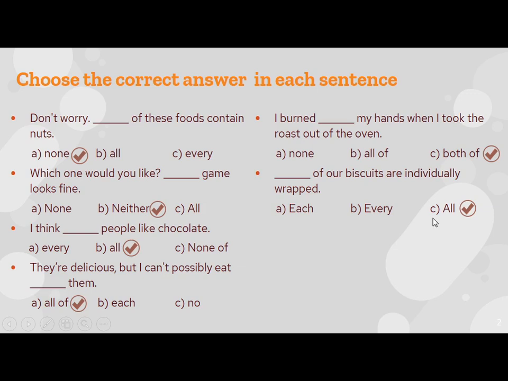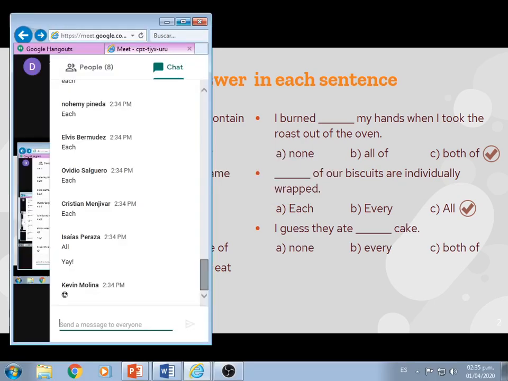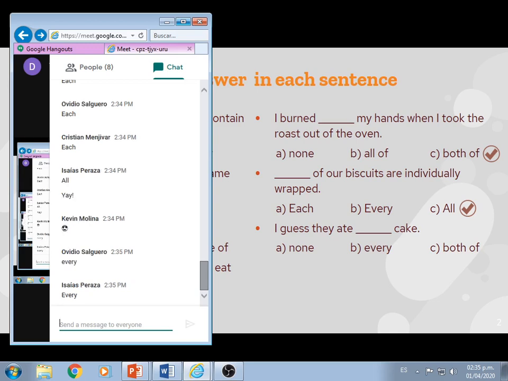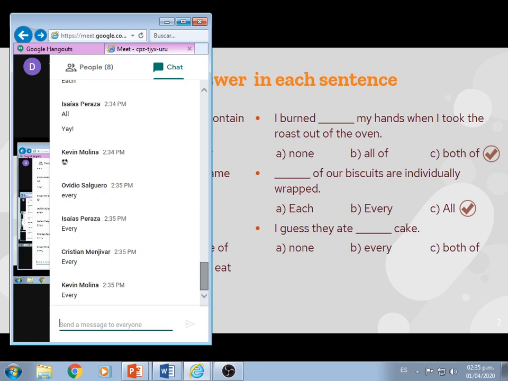Now, guys, you're doing a pretty good job, okay? So let's continue with this one. I guess they ate, and then we have cake: none, every, or both of. Okay, Amelia has given the answer. And we'll continue with Sebastian. Perfect. Christian. Alright, Kevin.